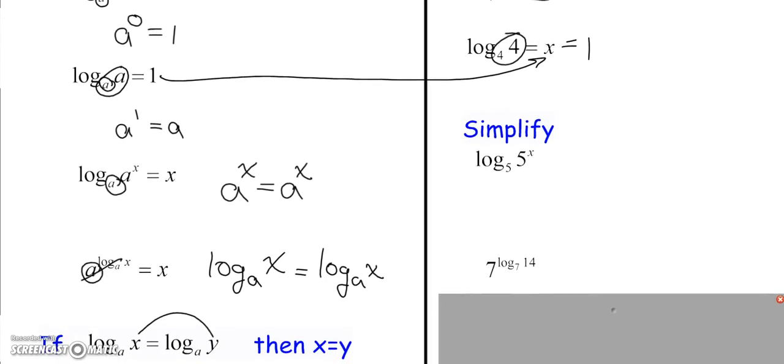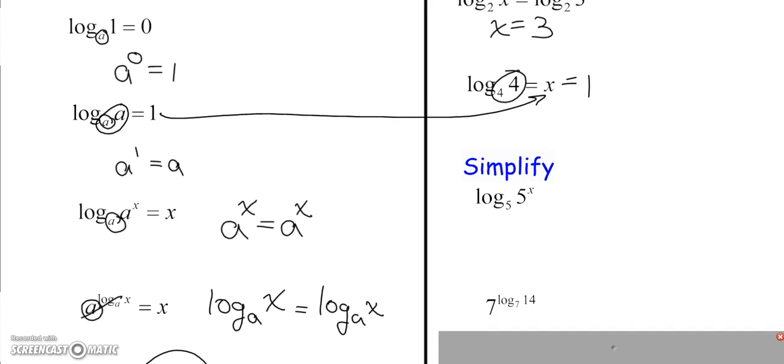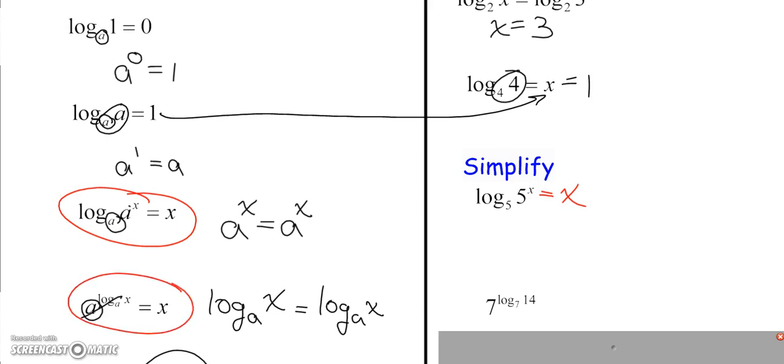Okay, next, log base 5 of 5 to the x. Right here, we can simplify it down. Same rule right here. We have log base 5 of 5 to the x. Well, that can simplify down to just x. And same rule here: you have 7 to the log base 7 of 14. Well, that simplifies down to just 14, using our little properties of logs.